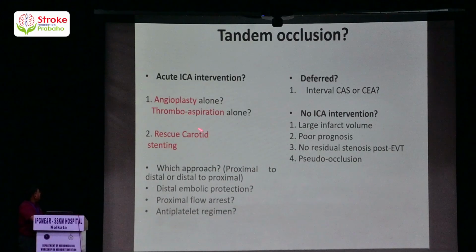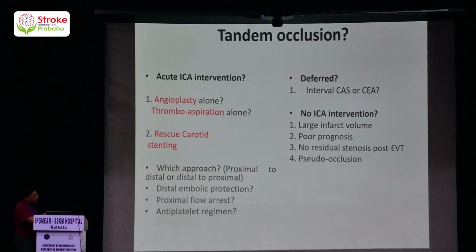Now, the guidelines. If there is a tandem occlusion, you can either do acute carotid intervention or defer the intervention. When you do intervention, you can do angioplasty alone or thromboaspiration alone, or you can perform rescue carotid stenting. In rescue carotid stenting, which approach should be used, proximal to distal or distal to proximal? Is distal embolic protection used or not, is proximal flow arrest required or not, and what should be the antiplatelet regimen? We will discuss these one by one.